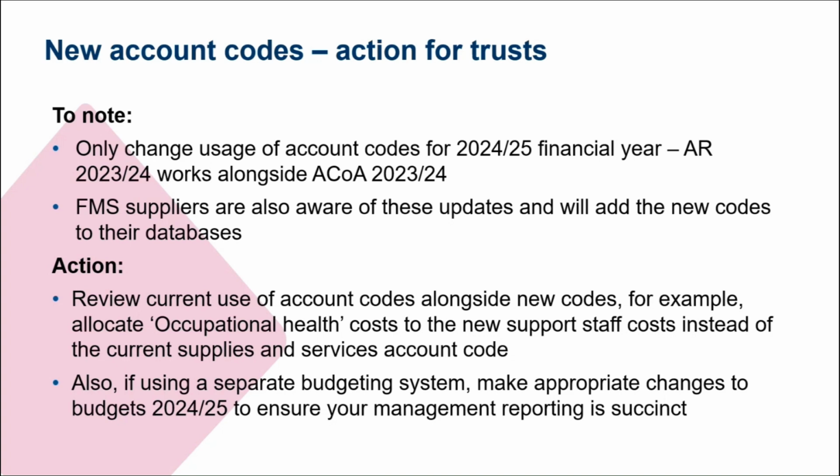So just some actions to take on there is obviously just to have a look. Most of those account codes are for trust benefit. The main one to look at is the reuse of the occupational health costs. Also, just a note that if you've got a separate budgeting system using the Academy chart of accounts, then also make the updates on that as well.